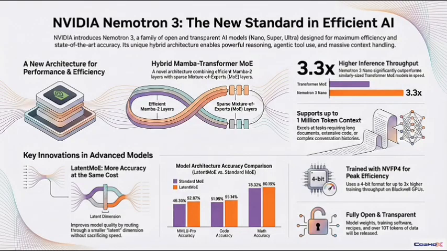Okay, let's dive into the NVIDIA Nemotron-3 family of AI models. We're talking Nano, Super, and Ultra. And for you, the listener, this is more than just another model drop. It's really a blueprint for the next generation of specialized AI agents. I think that's a great way to put it.